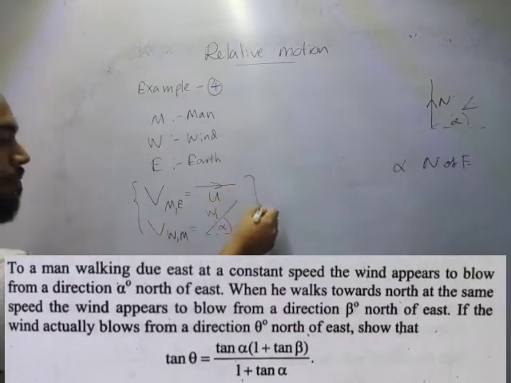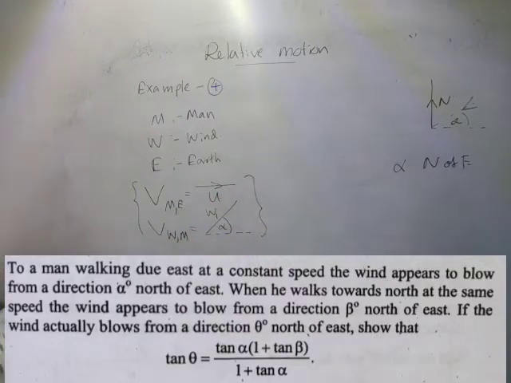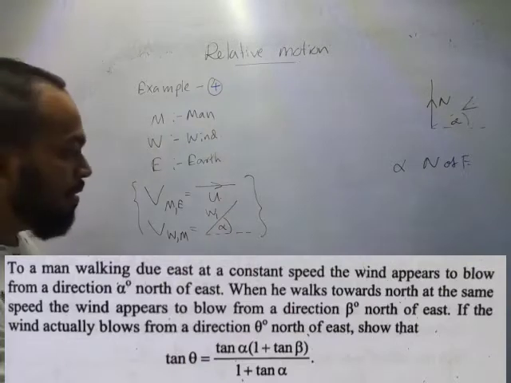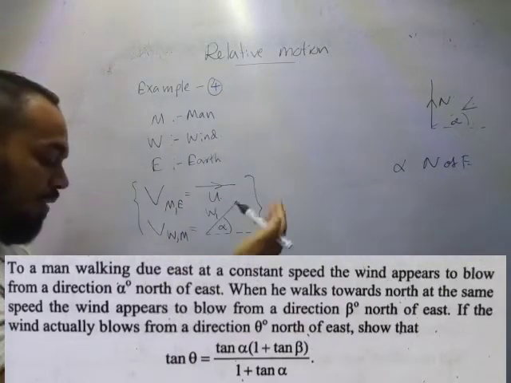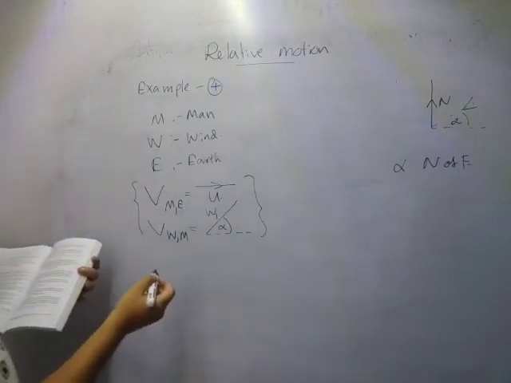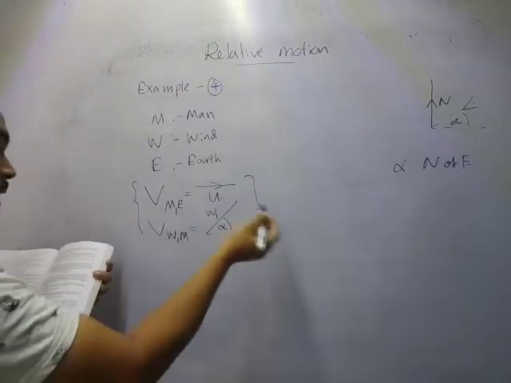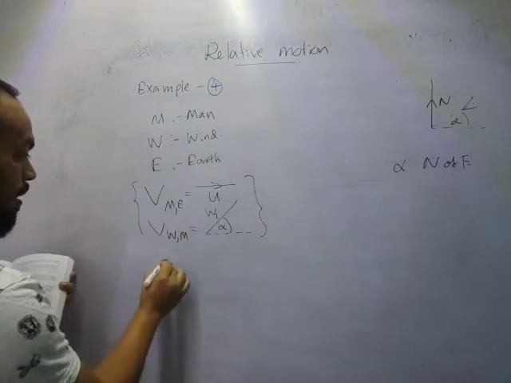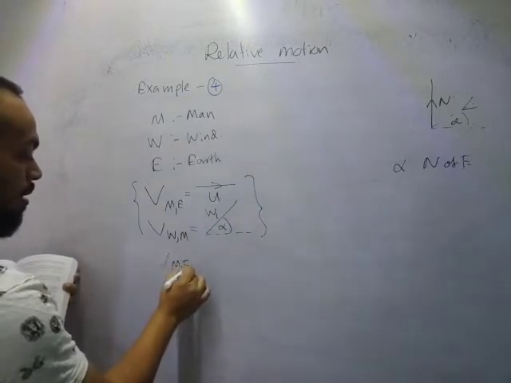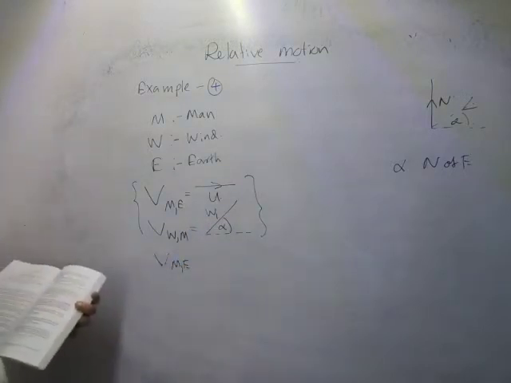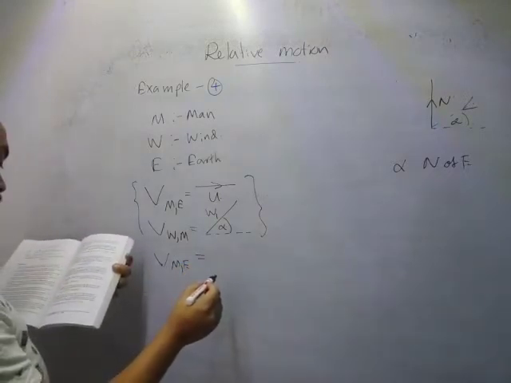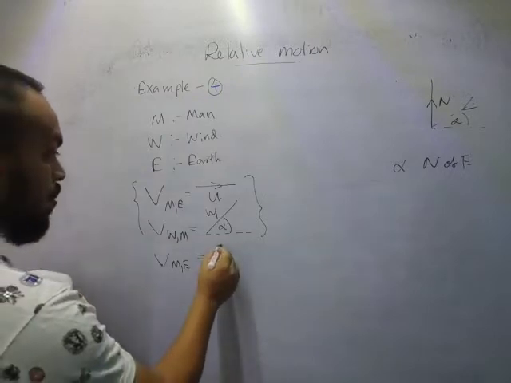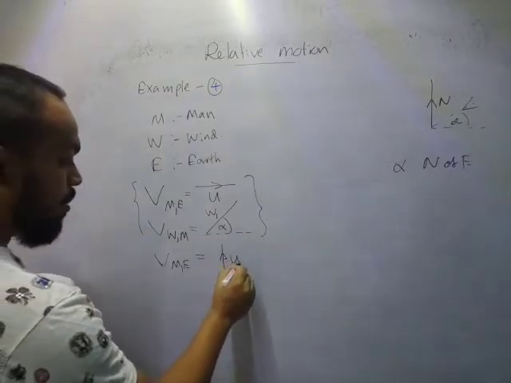Next, when he walks towards north at the same time, at the same speed. Earlier when he went east the wind appeared like this, then when he walks towards north at the same speed, the velocity of the man relative to earth is again U.